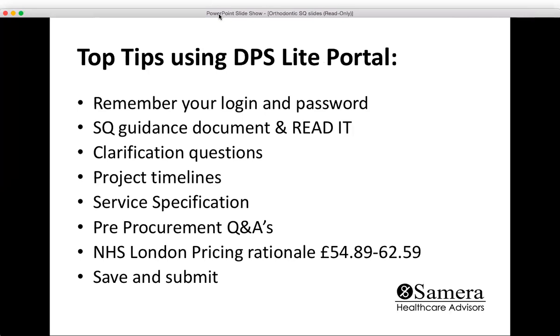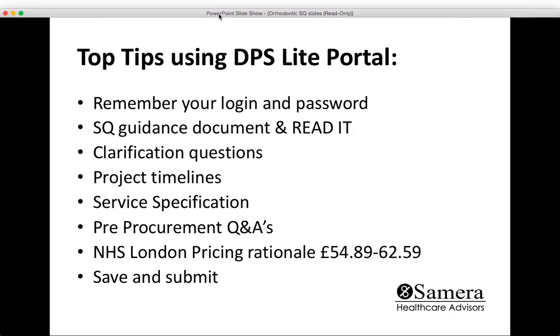The other attachments include the service specification. Again, make sure you read it, highlight it and understand exactly what the commissioners are looking for. After the engagement events, there were numerous questions, and the commissioners have kindly shared the questions and answers, which may well help you when you're putting together your responses.